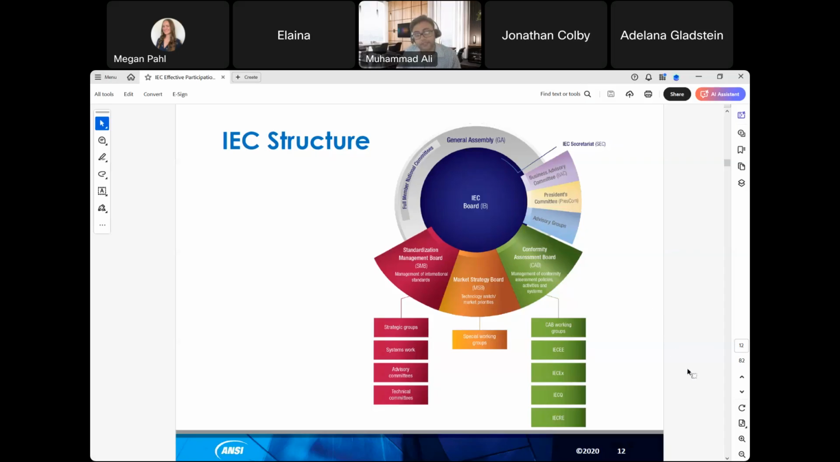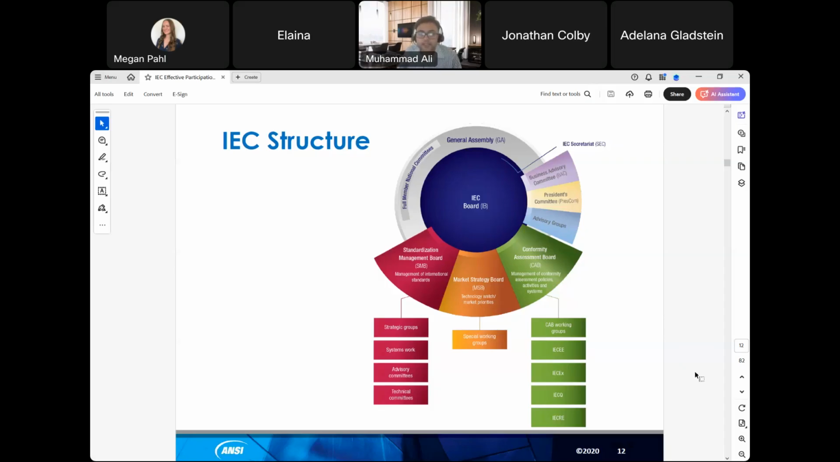The General Assembly, of course, delegates the management and oversight of the work of the IEC to the board, as you see in the picture there. So the IEC board is the core executive body of the commission and reports to the General Assembly. Now, individuals on the board do have the responsibility to the commission as well as to all of its members, which are the countries.